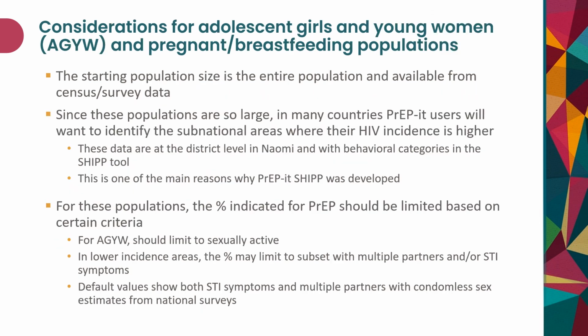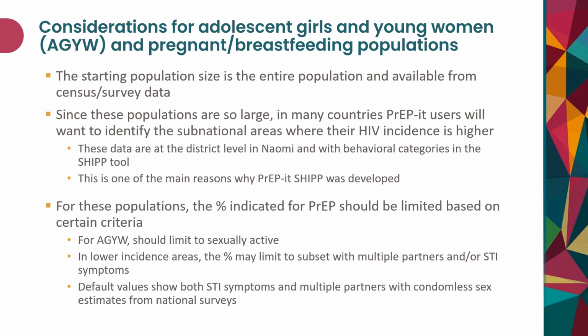There are also considerations when specifying this data for adolescent girls and young women and pregnant and breastfeeding populations. The starting total population size is available from census and survey data. And since these populations are so large in many countries, PrEP users will want to identify the subnational areas where HIV incidence is highest. These data are at the district level in the Naomi data and with behavioral categories in the SHIP tool. This is one of the main reasons why PrEP@SHIP was developed.